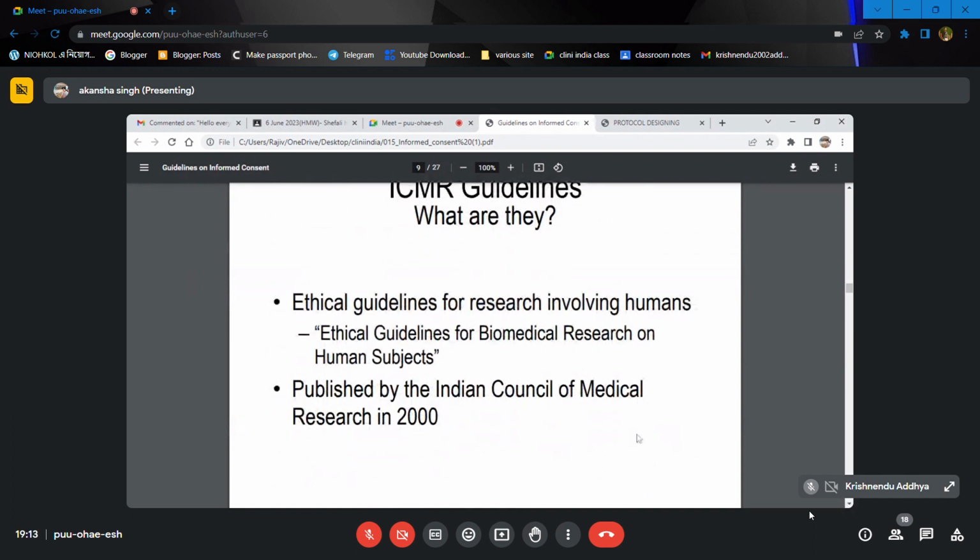It is an ethical guideline for research involving humans, the ethical guidelines for biomedical research on human subjects. It was published in the year 2000, the ICMR guidelines. On the basis of that, we started conducting our clinical trials.